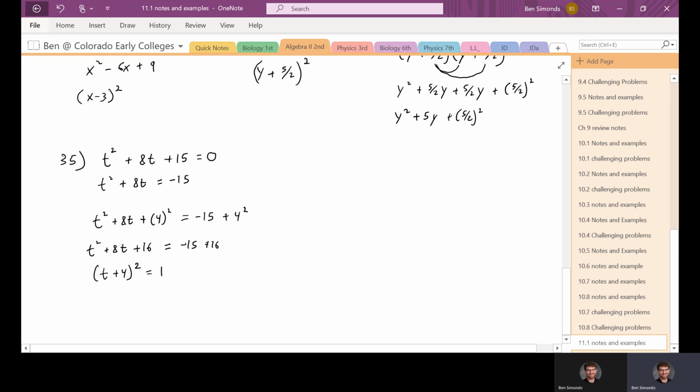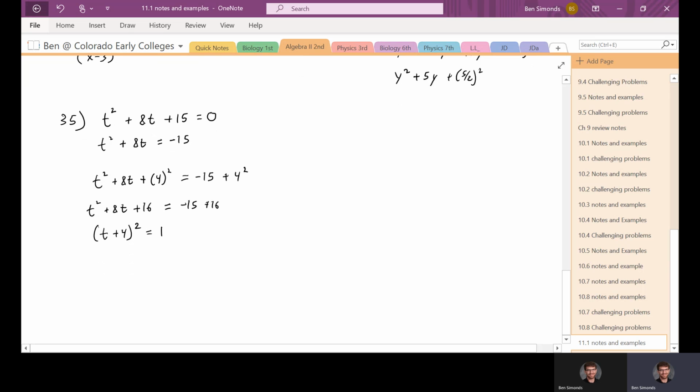But we can't just add it onto the end of the left side. We had to add it onto the end of the right side as well. Because if you have an equation, if you do something to one side, you have to do it to the other side. You've got to do it to both sides. So now we've got to the point where we just have t plus 4 squared equals 1. So now we use the square root property, right? Square root to undo that.